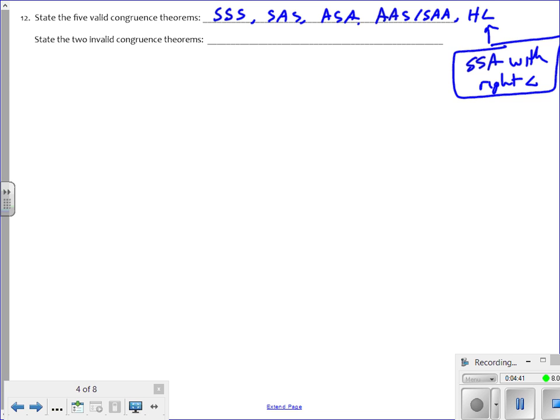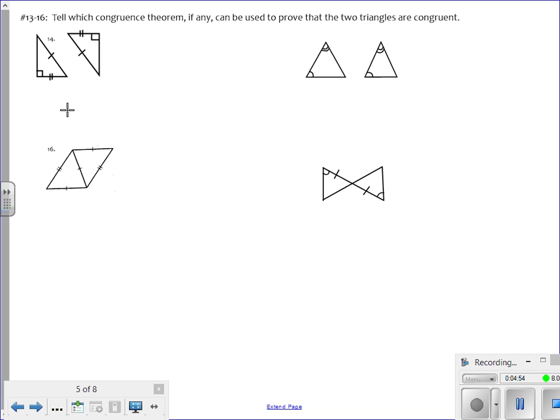So springboarding off of SSA, it's not valid by itself, right? You have to have the right angle. And then the other one that you're not allowed to use with congruence that you did with similarity was just all angles. So look at a couple quick examples. There's an angle, a side, a side, side, a side, an angle. Well, this is SSA, not allowed, but there is a right angle, which means we actually have HL.